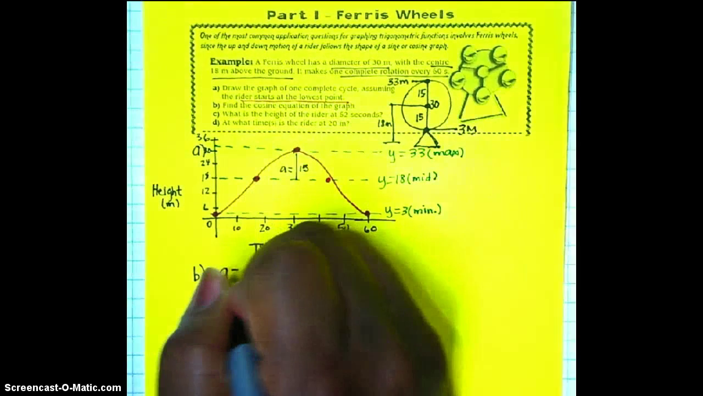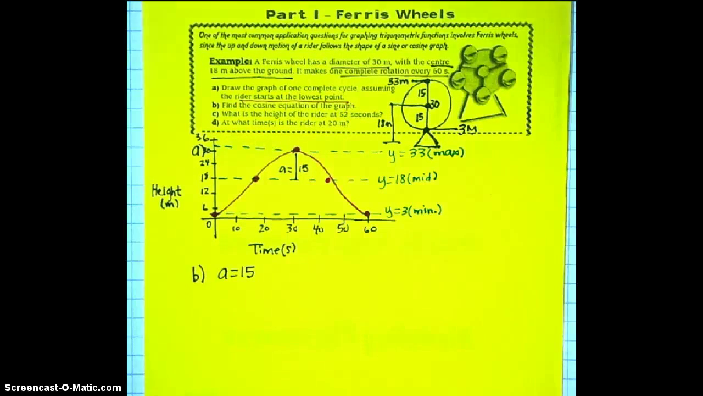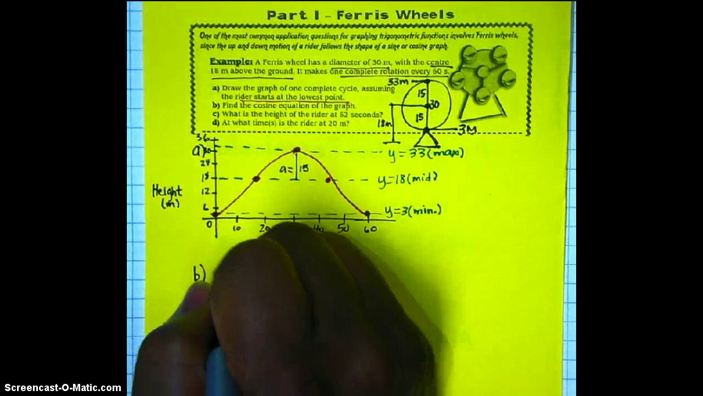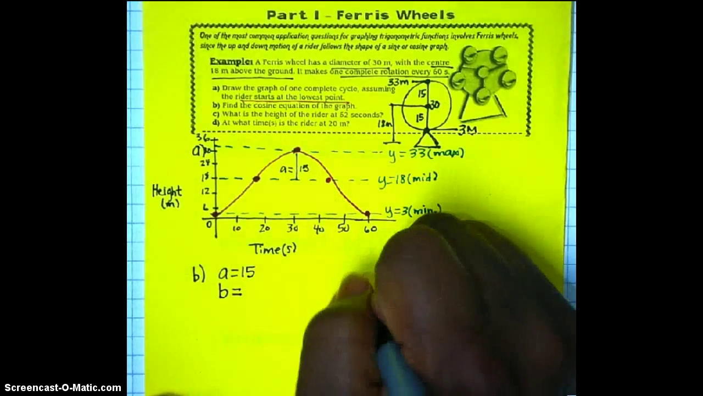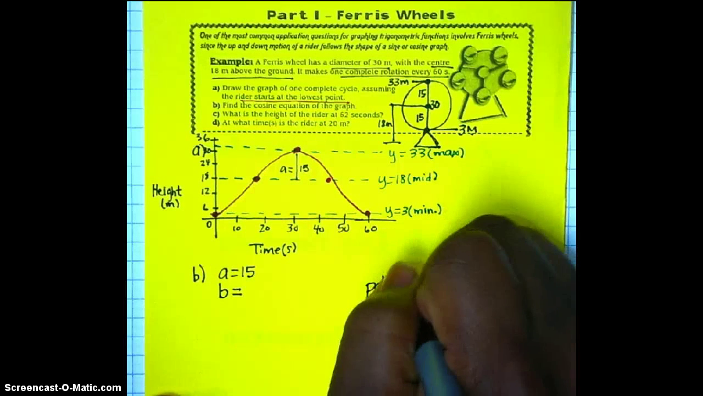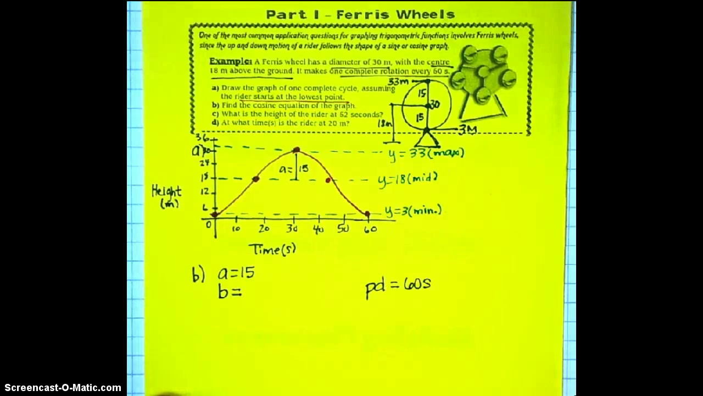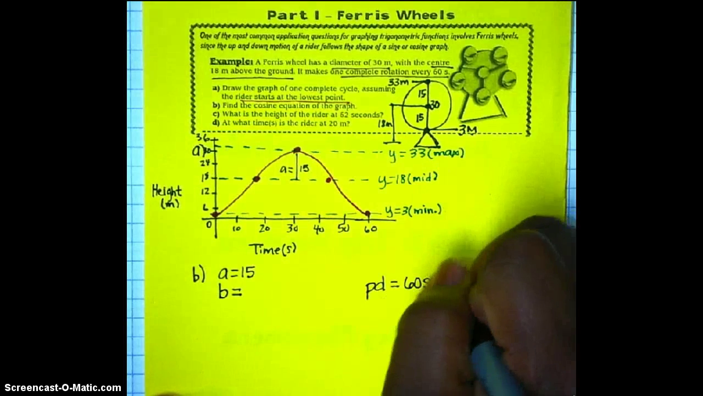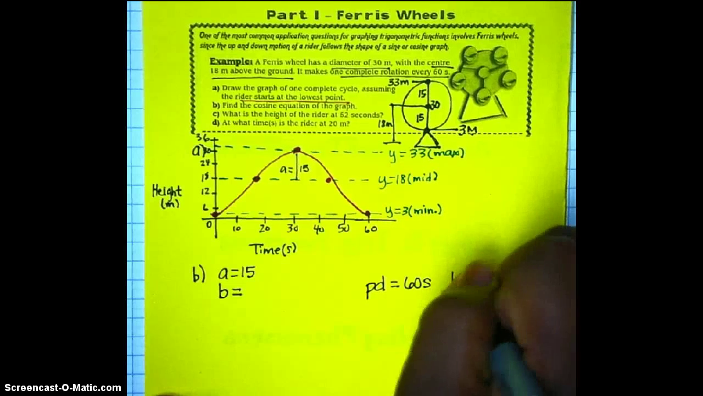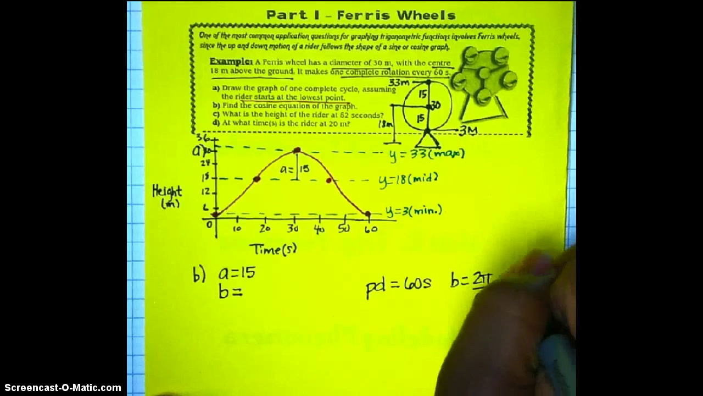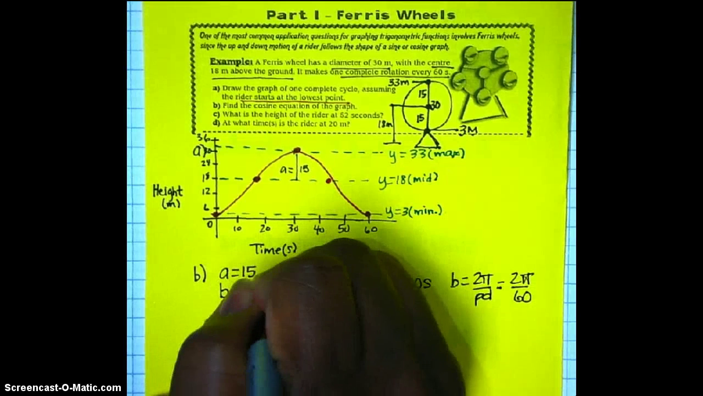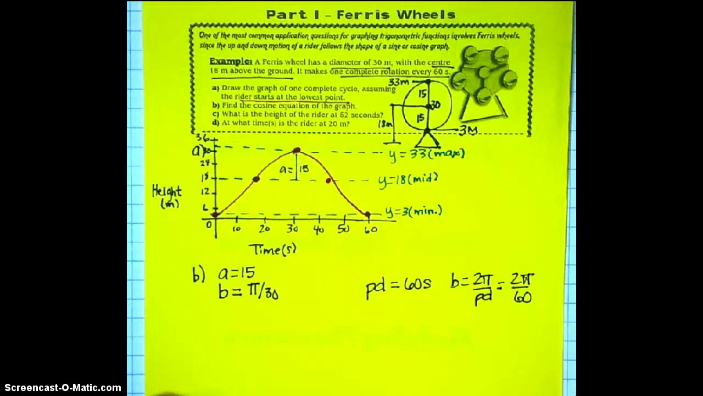The distance from midline to maximum or midline to minimum is 15. In order to find B, the frequency, what we know is the period. We know that it takes 60 seconds to complete a cycle. And we know that B is 2 pi over the period, which in this case is 2 pi over 60. And if we simplify that, we get pi over 30.